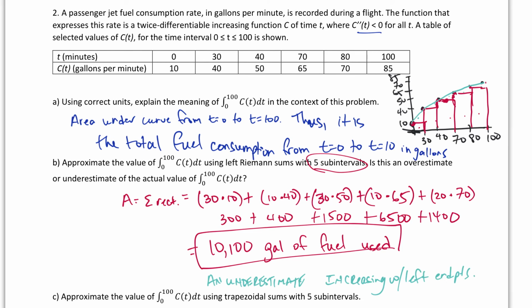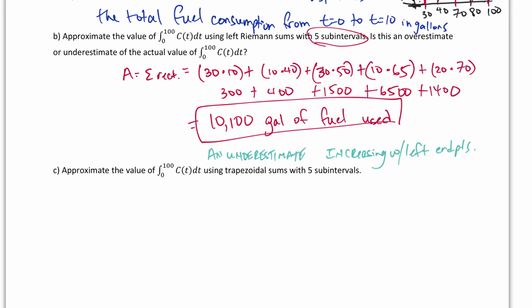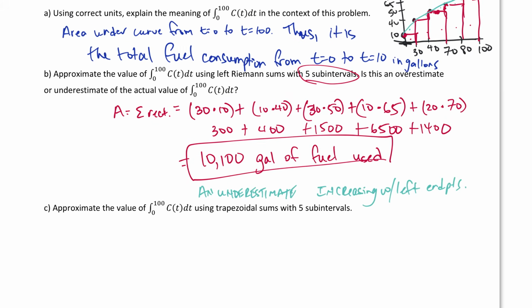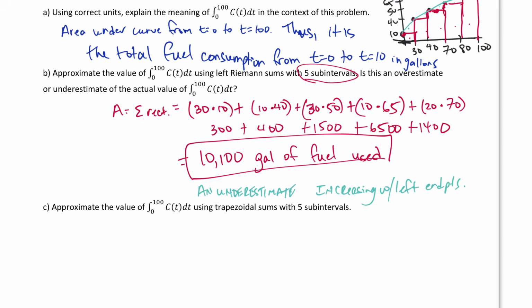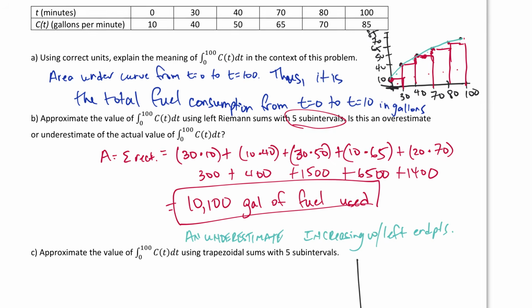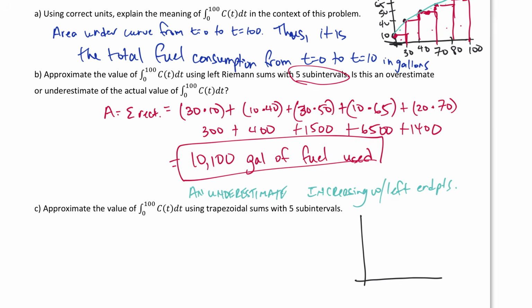Okay, next one, trapezoidal sum. Let's take a look at what we got here. Trapezoidal sum with 5 subintervals. I'm going to re-sketch this situation. So let me put this sketch here on the side, graphing from what they gave me in the table. Not sure if you can see the table. If I slide this down, you won't be able to see my graph. So I'll tell you what the values are.